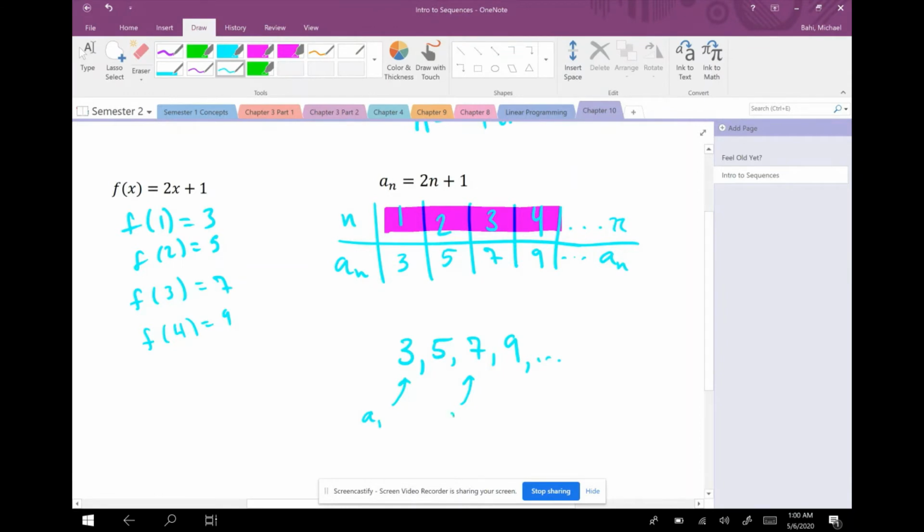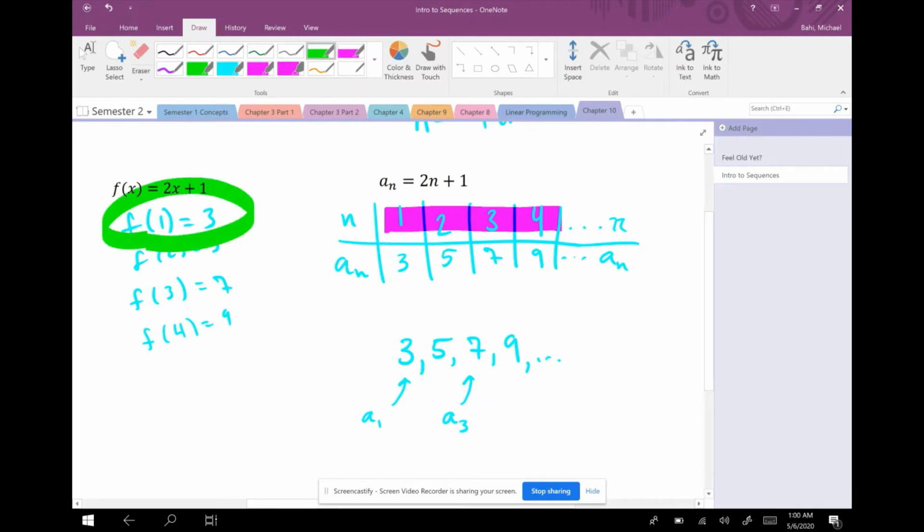The 7 was our a sub 3. Kind of like how our f of 1 in function notation. If I'm asking what is f of 1, I'm asking for when x is equal to 1, what was the y value? And the y value was 3, so f of 1 is 3.